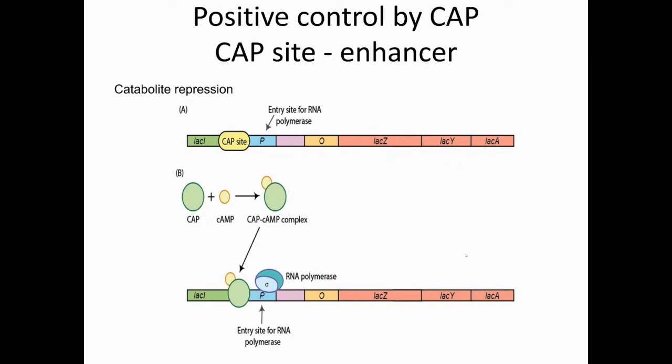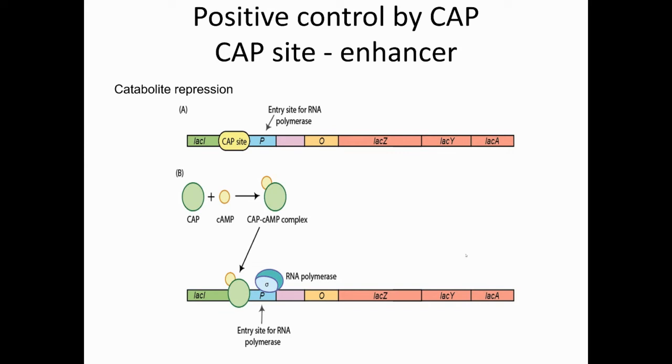Another one will be the positive control by the CAP. When both glucose and lactose are present, the cell does not make the lac protein. The repression of the synthesis of the lac protein by glucose is called catabolite repression. That involves two regions of the promoter. One is the binding site for the RNA polymerase, which is the promoter, and the other is the binding site for another regulatory protein, which we call the CAP, the catabolite activated protein.